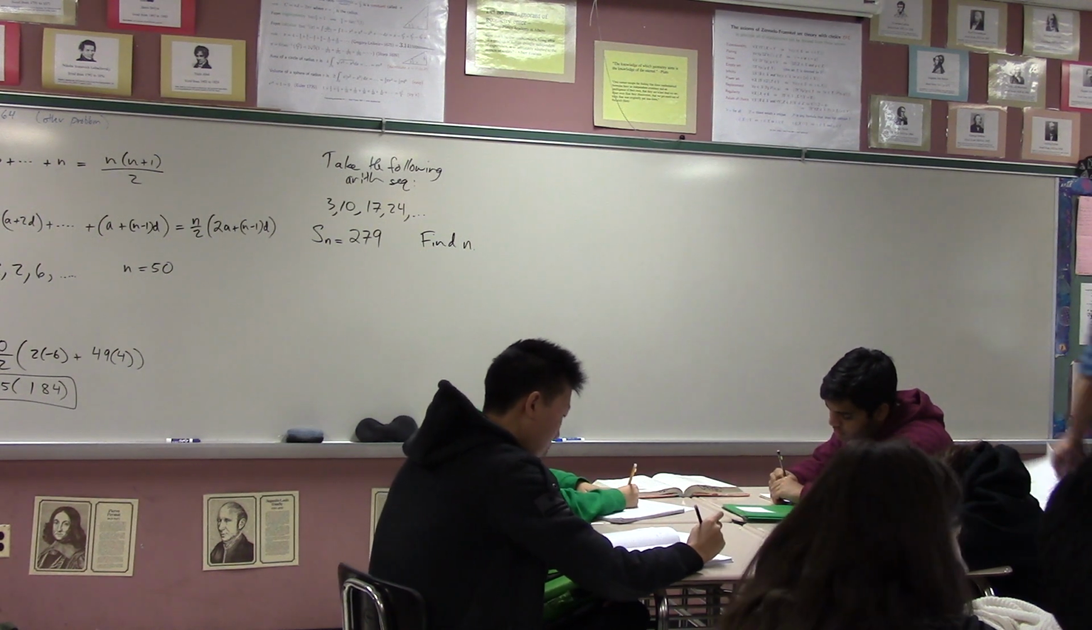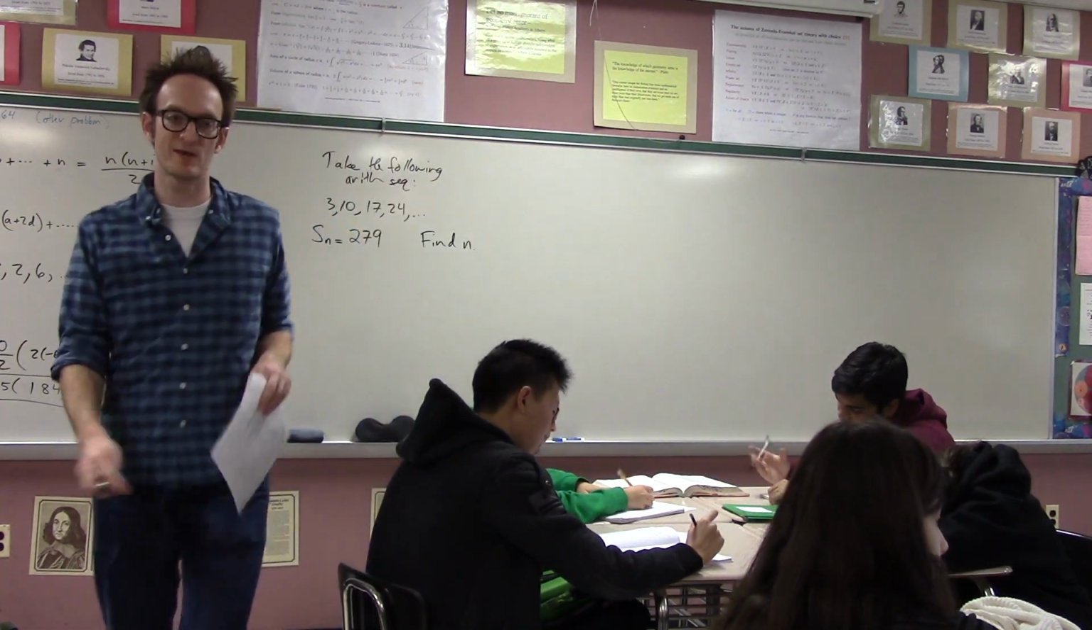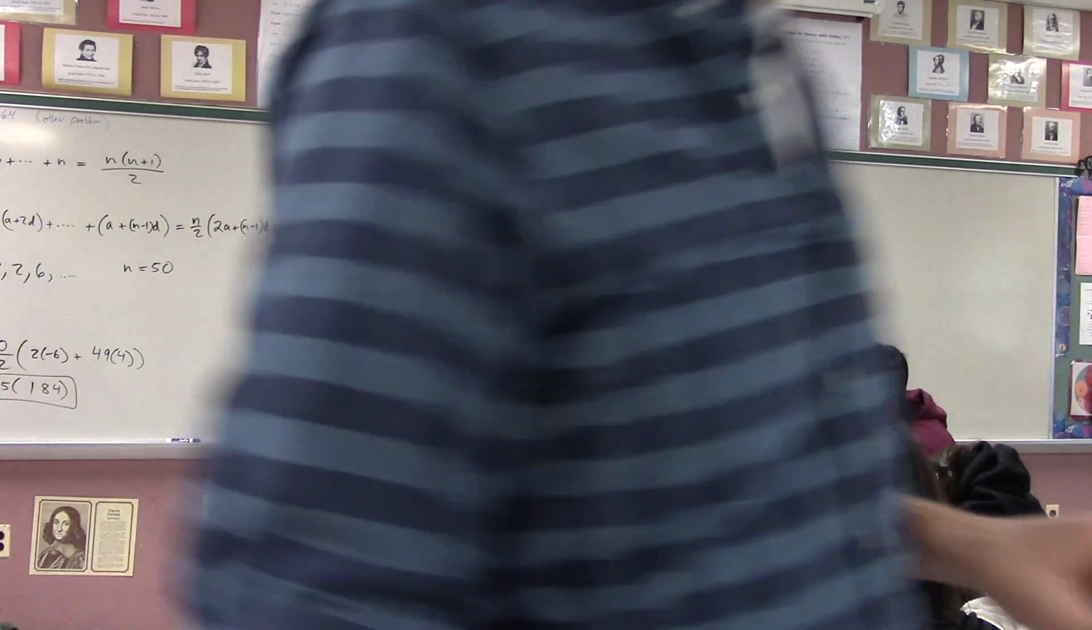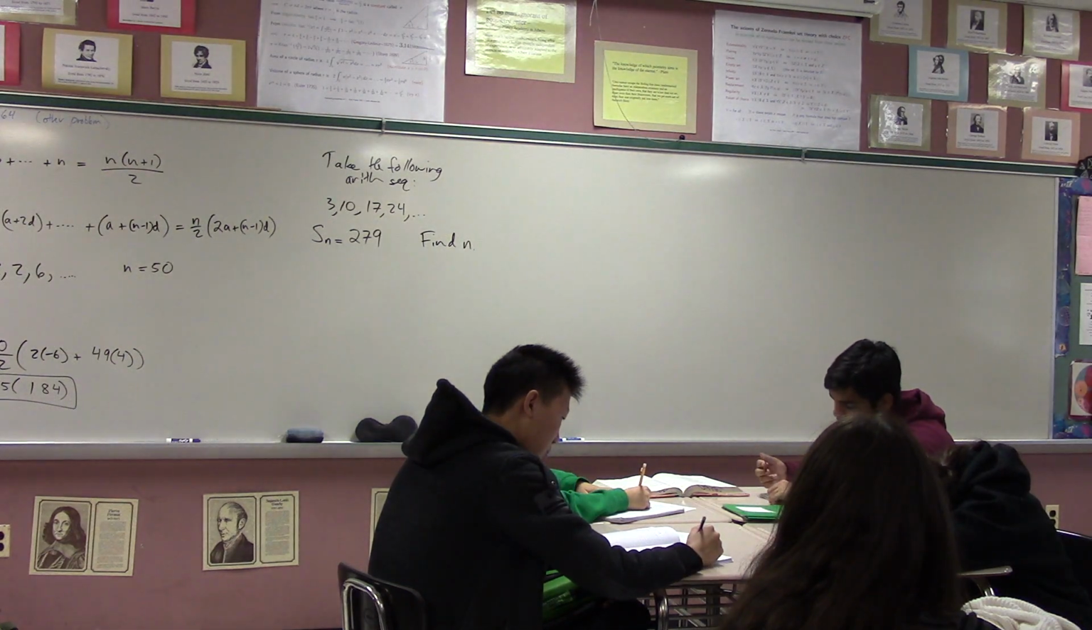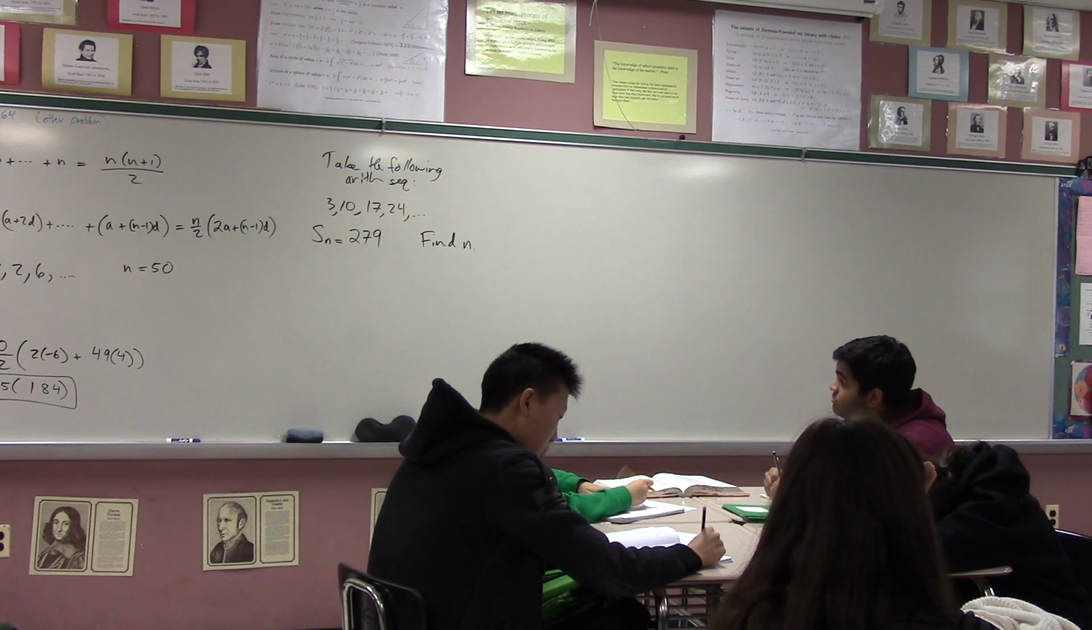Yeah, I mean, you can use whatever you want. What I mean here is the sum of the first n terms is 279. How are you supposed to solve it? With algebra. Like, I know how, but what am I supposed to say here?